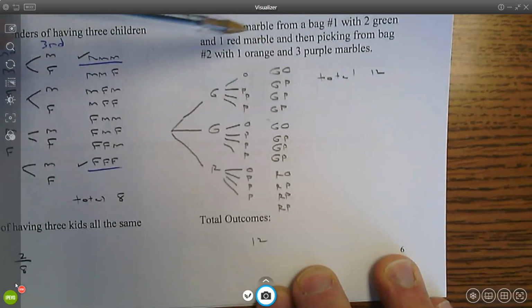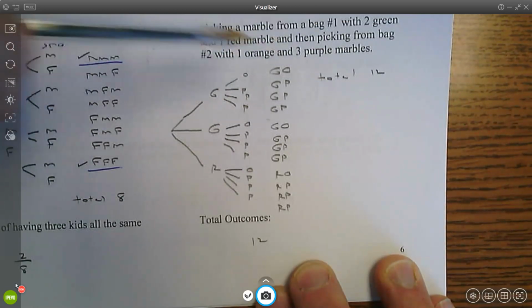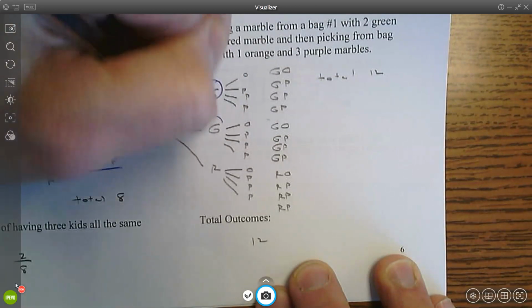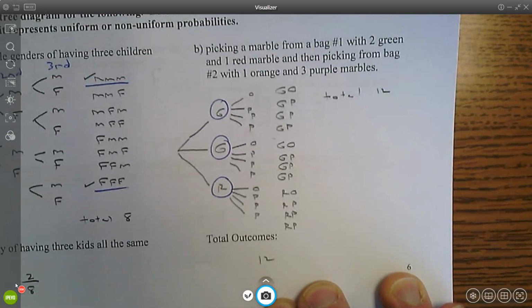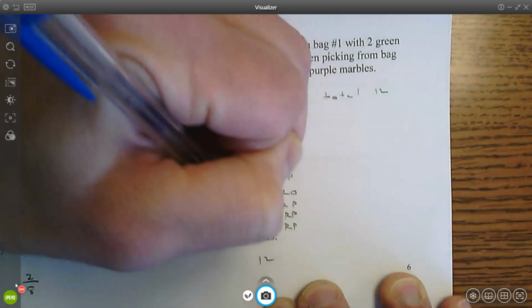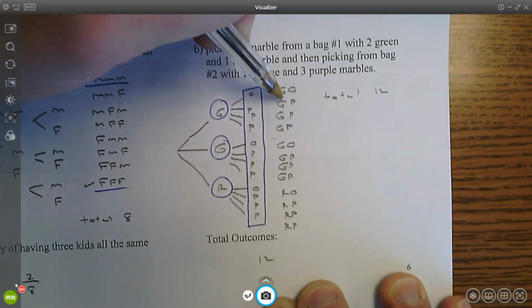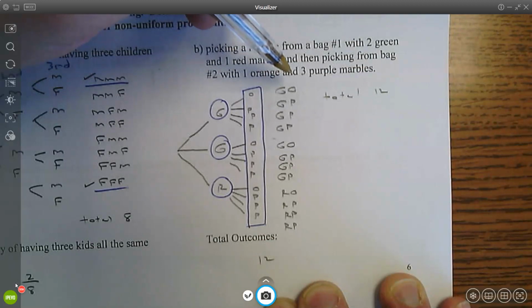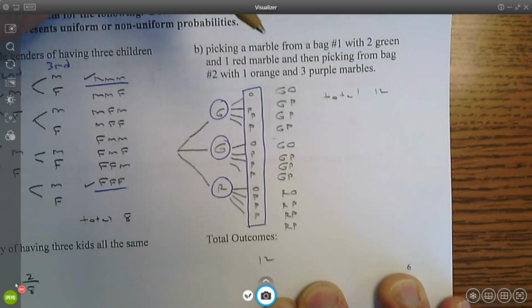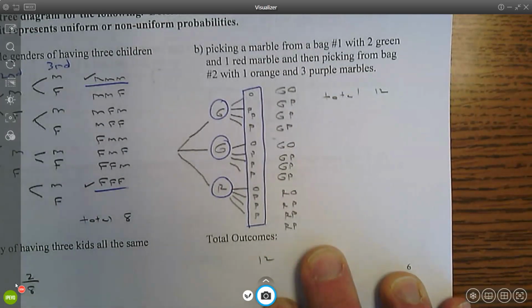B is a little different. You have 2 different bags you're picking a marble from. Bag 1 has 2 green and 1 red. So here's bag 1's pick. And then bag 2 has 1 orange and 3 purple. So each of these has 1 orange and 3 purple for the second bag pick. If you list out all the outcomes for the sample space, there's 12. And it just wants to know the total number of outcomes. It could say, what's the probability you pick a purple? 1, 2, 3, 4, 5, 6, 7, 8, 9. 9 divided by 12. It's not asking that, however.